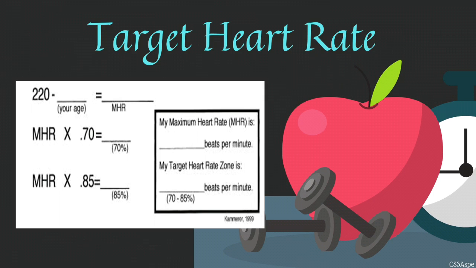And then calculate your target heart rate. After getting your maximum heart rate, you will now multiply it by 0.70 and 0.85 to get your target heart rate zone beats per minute. Here is the formula.